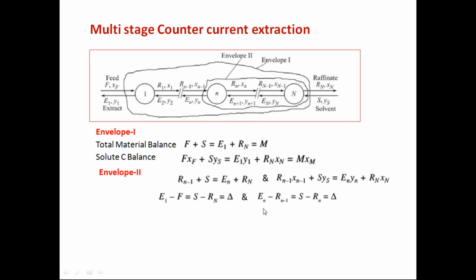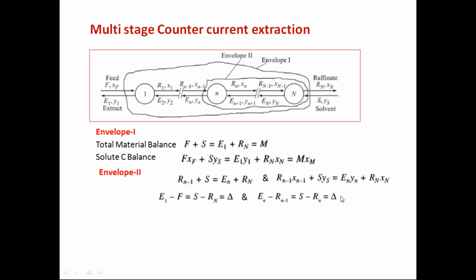And similarly here also you can see En minus Rn minus 1 is equal to S minus Rn. What is S minus Rn? S minus Rn is delta. That means if you take any stage here, En minus Rn minus 1 is also equal to the delta. So what does it indicate? If n is any stage, for example, you take the second stage, E2 minus R1 is again equal to delta. E3 minus R2 is again equal to delta. So that means at any stage, this equation follows. So the delta has a very important role.